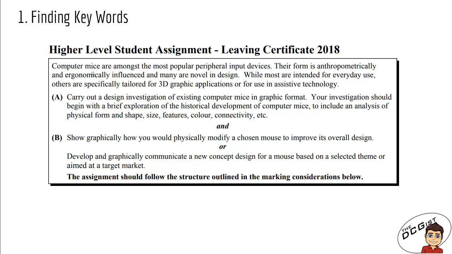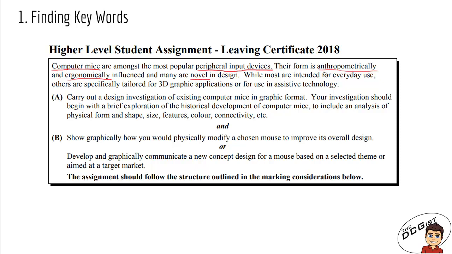So in the first sentence here we have computer mice are amongst the most popular peripheral input devices. So the important words in that sentence are computer mice and peripheral input devices. So those are two things that basically sum up the whole project. So we're looking at computer mice, and a computer mouse is a peripheral input device. Their form is anthropometrically and ergonomically influenced, and many are novel in design. So a couple of important words there are anthropometrically and ergonomically. We also, if we look a little bit further, have novel in design.